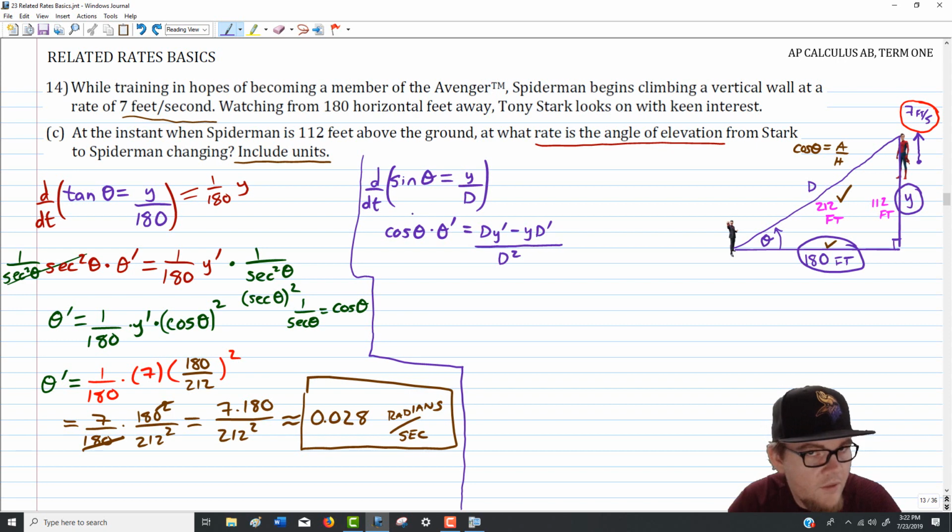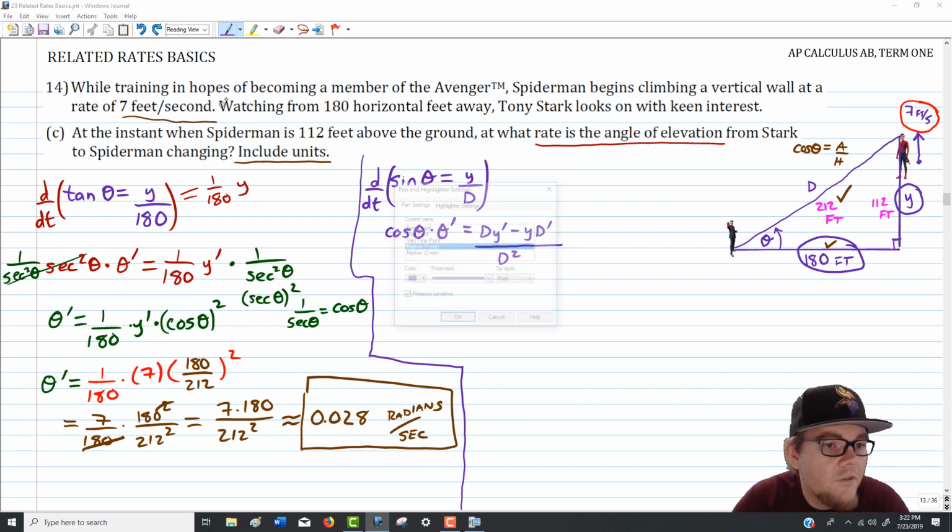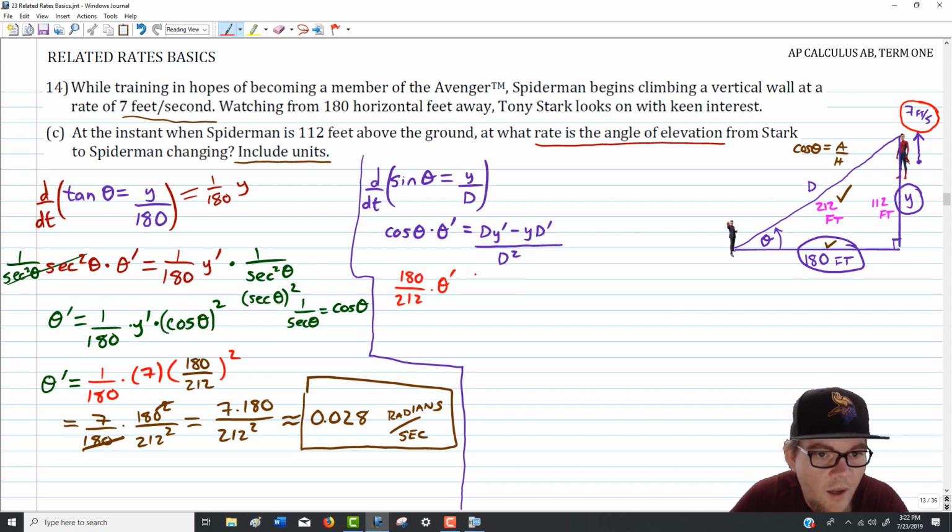And again, this should get us the same answer. If it doesn't, bad things are brewing. So as far as values here to plug in, which we should probably try to, cosine is 180 over 212. So 180 over 212 times theta prime.